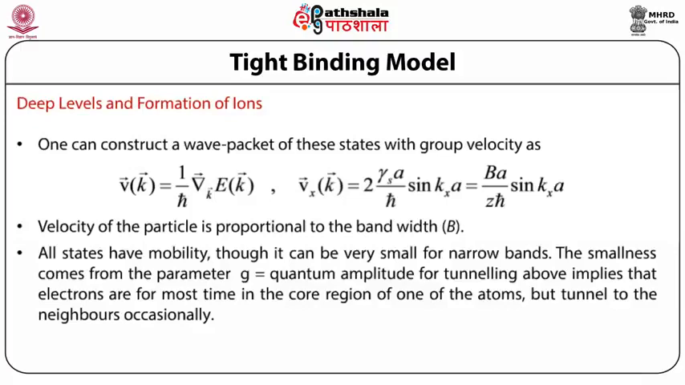The smallness comes from the parameter gamma, which can be interpreted as quantum amplitude for tunneling from one atom to its neighbor. A physical way to view these states is that the electrons are for most time in the core region of the atoms, but tunnel to the neighbors occasionally.